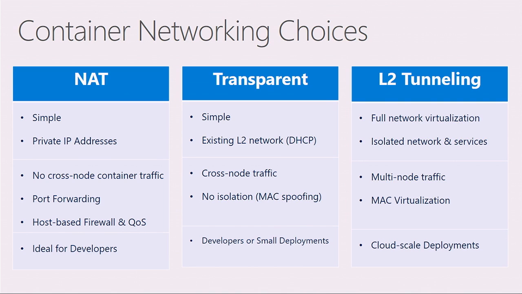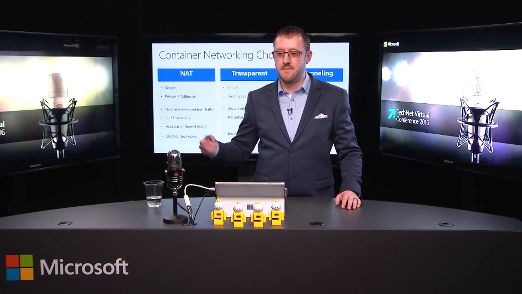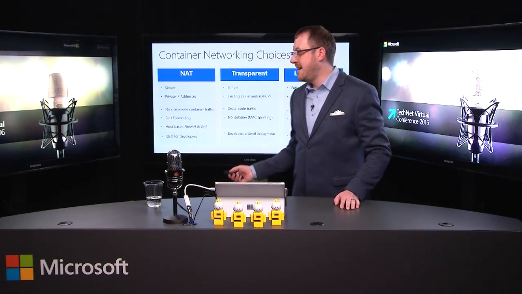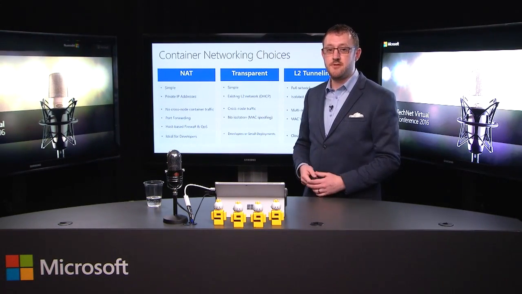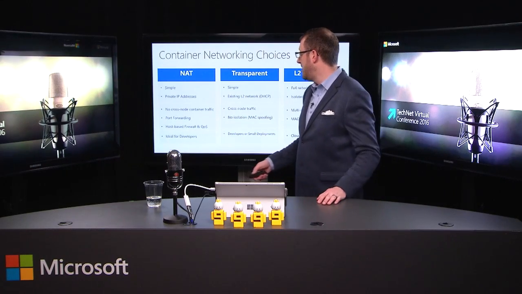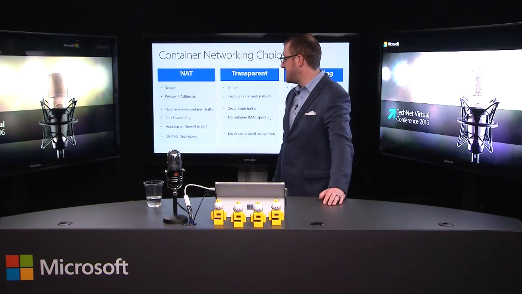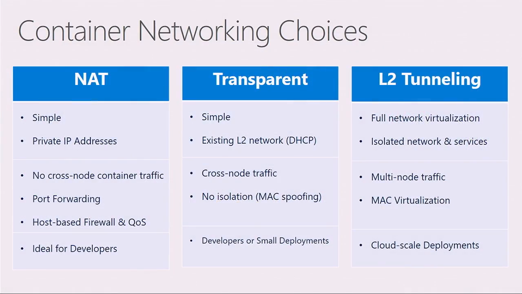So each container gets a 172.16.0.1 address to start with. The host has an address, and it does all the routing for you. And then you can use port forwarding to allow communication outbound. This does have firewall and quality of service integration in it, so it's really an ideal solution for developers.